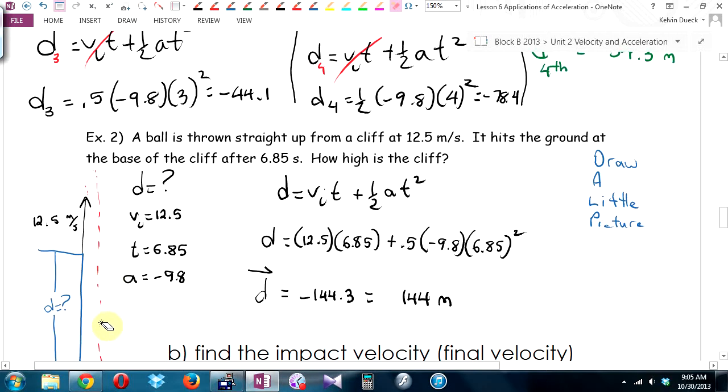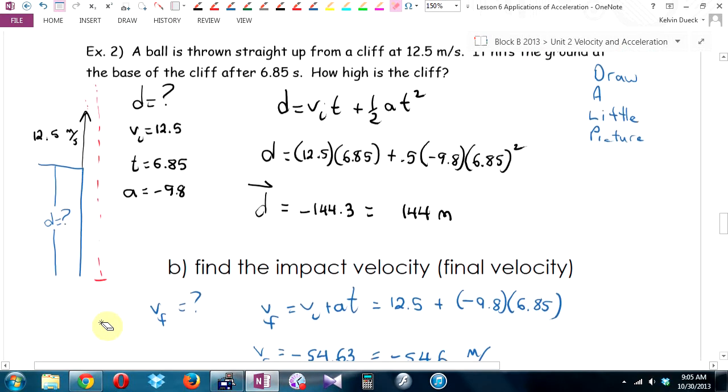So you've got to be careful, because a lot of the time kids always just want to say, oh, V final is negative V initial. Well, no, not if you're on a cliff. But if you're on the ground and ending up on the ground, if you're ending up at the same height as you started from, what goes up must come down.